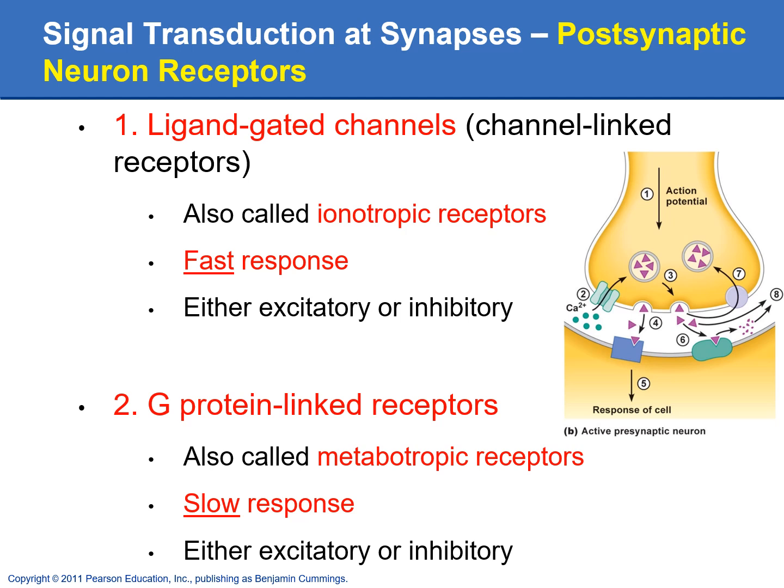The other type of receptor that could be on this postsynaptic neuron on the dendrite or the soma could be a G protein linked receptor. These are also called metabotropic receptors. These are going to give a much slower response because it takes longer to activate the G protein, and then the G protein part of it will take off and go do things. So that's a little bit slower response to get an effect. And depending on what the G protein goes and does, it will either be excitatory or inhibitory.